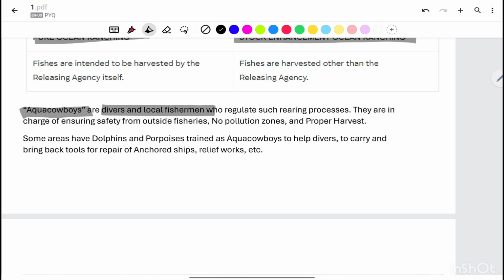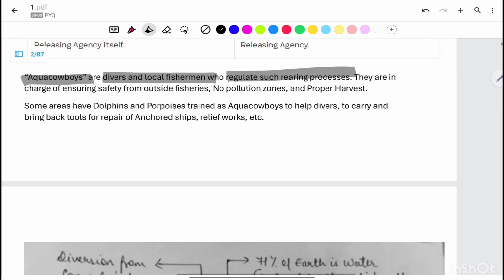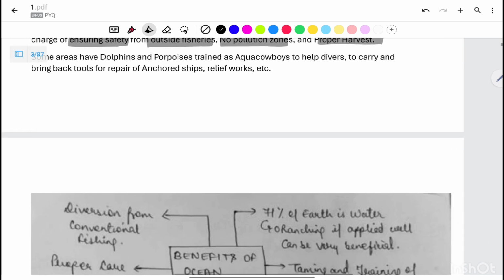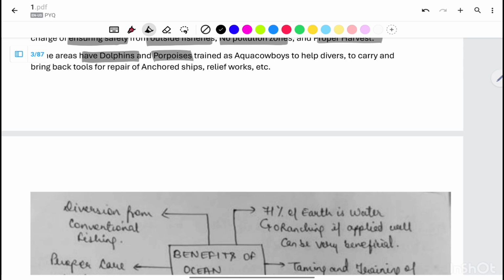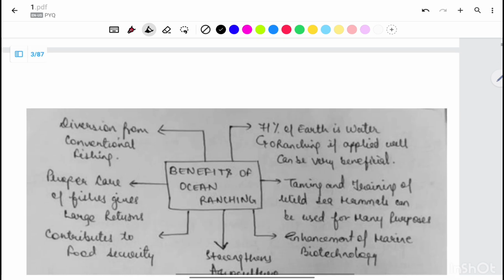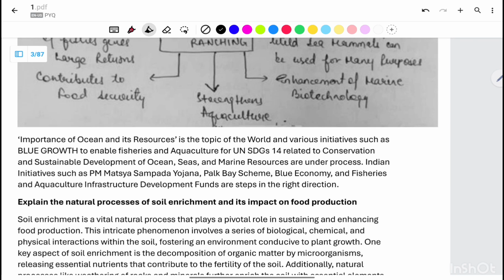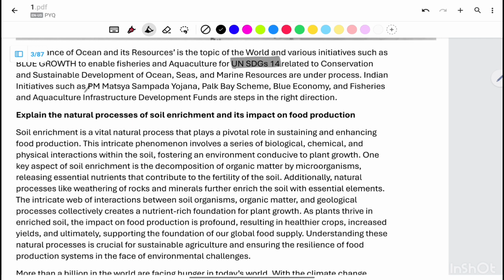Aqua cowboys are drawn from local fishermen who regulate such rearing processes. They are in charge of safety from outside fisheries, no-pollution zones, and proper harvest. Some even have dolphins and porpoises that are trained like aqua cowboys. This is a diversion from conventional fishing. The related items are SDG 14, PM Matsya Sampada Yojana, Park Based Scheme, Blue Economy, and the Fisheries and Aquaculture Infrastructure Development Fund.